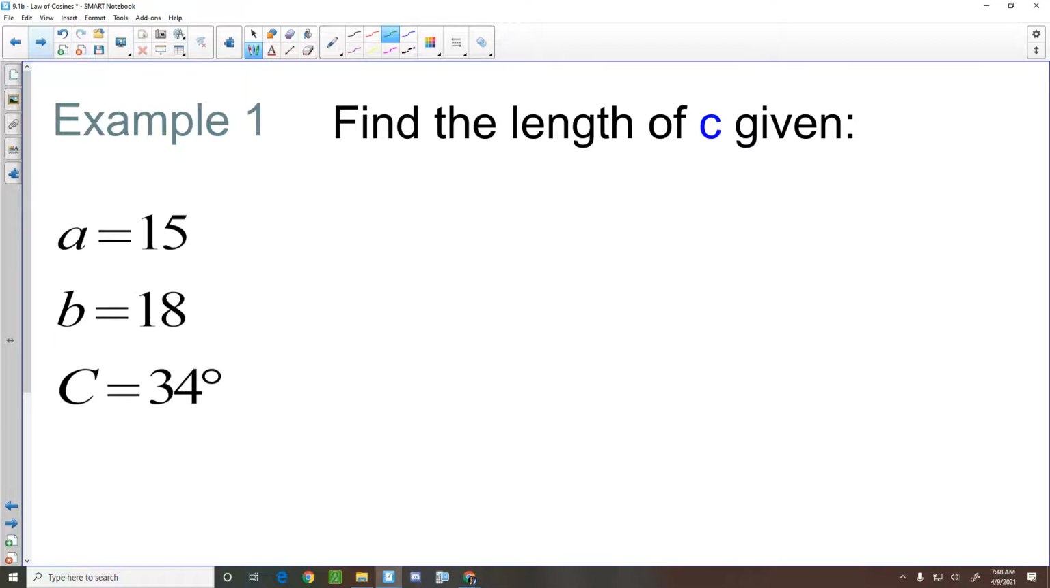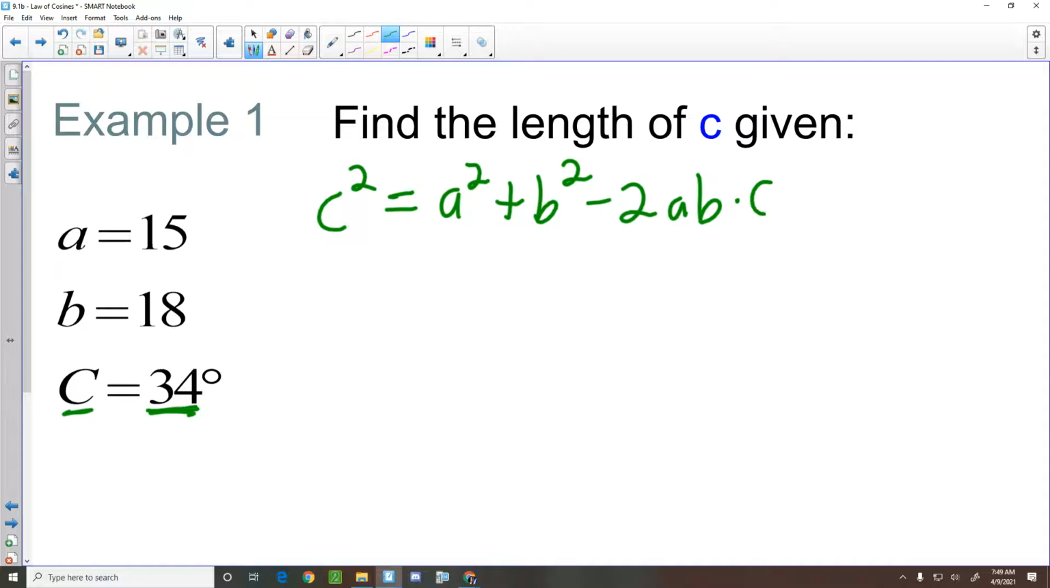So since the angle I'm given, 34 degrees, is C, I know that has to be one of my two bookends, right? That's the end of the law of cosines. You take the cosine of the angle. Since that's C, I know the formula I'm going to use is the one where I start off with the C squared. That same angle needs to start and end my law of cosines formula. So I'm going to use C squared equals A squared plus B squared minus 2AB times the cosine of C.